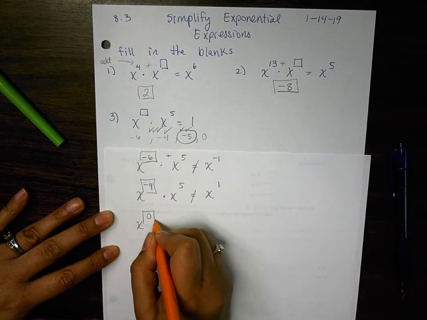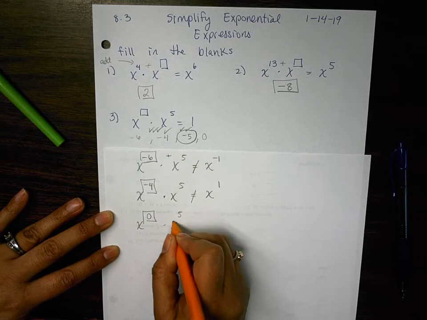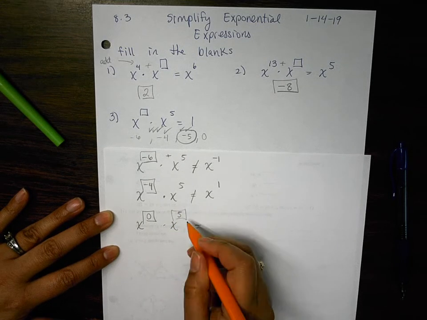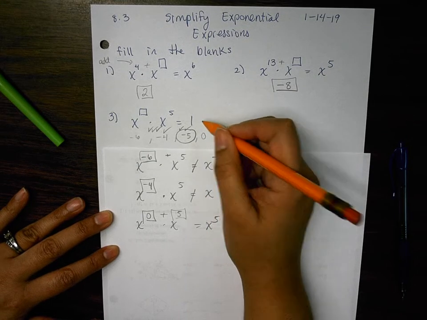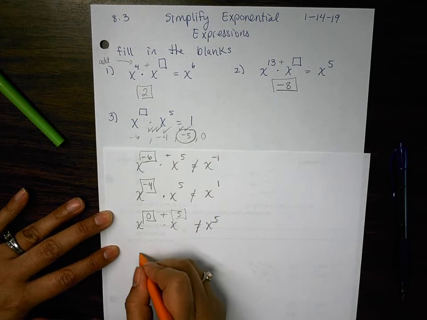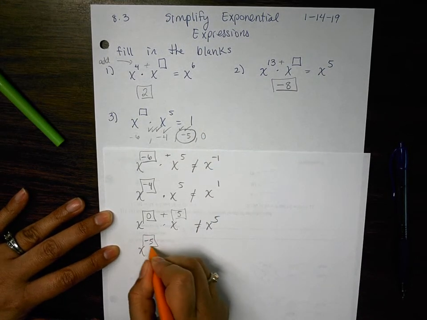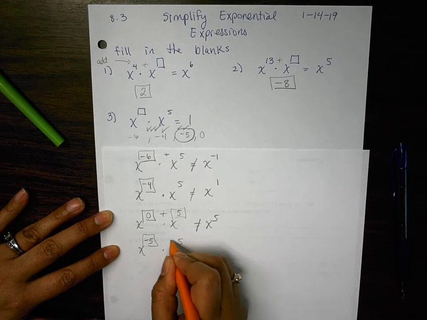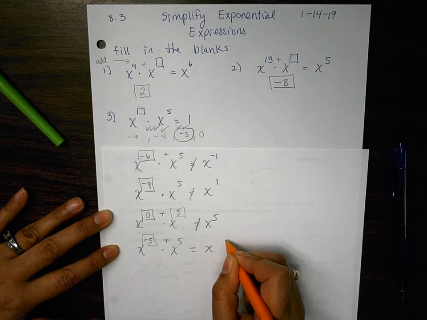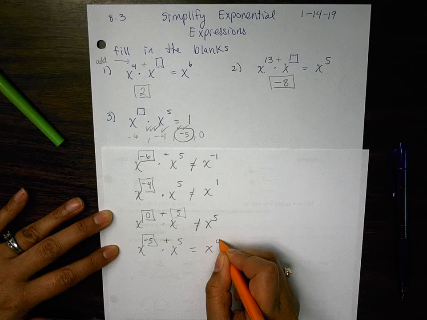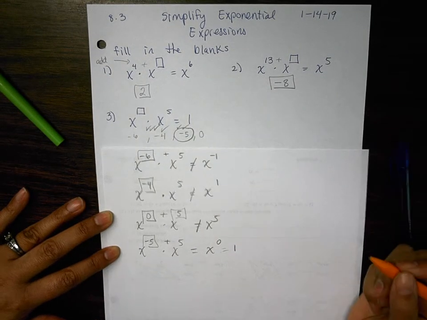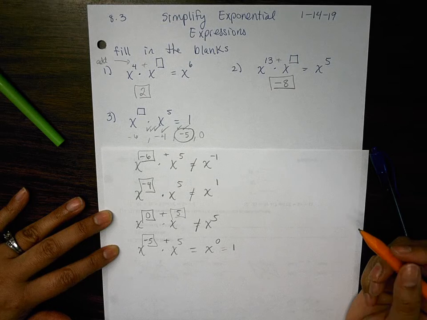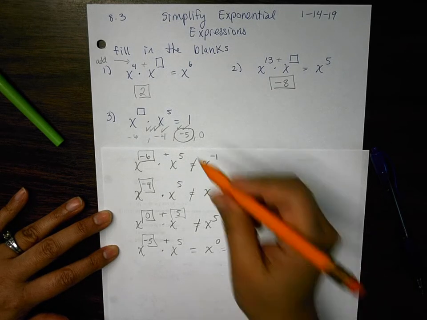I'm going to try the 0 first. x to the 0 times x to the 5. I add those together, what do I get? Is x to the 5 the same as 1? No. Okay, let's try negative 5. x to the negative 5 times x to the 5. You add those together, what does that give you? 0. x to the 0. And is x to the 0 the same as 1? Yes.